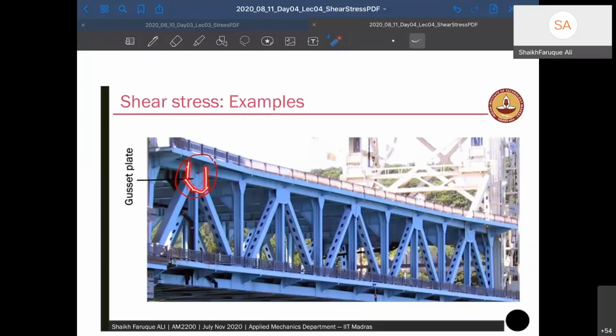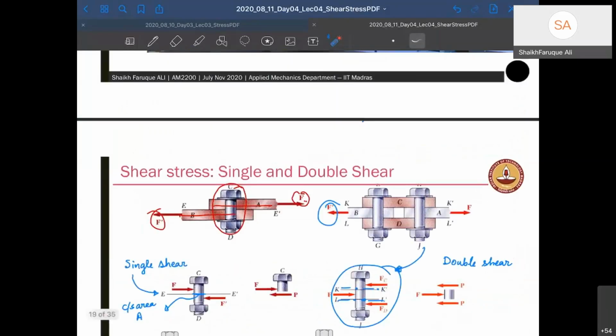Now this member will be connected to this gusset plate. This member will be connected again to the same gusset plate in this way, and this member in this way. So this gusset plate actually takes all the shear stresses. If you pull this, it will try to tear this gusset plate out. It will be something like this.